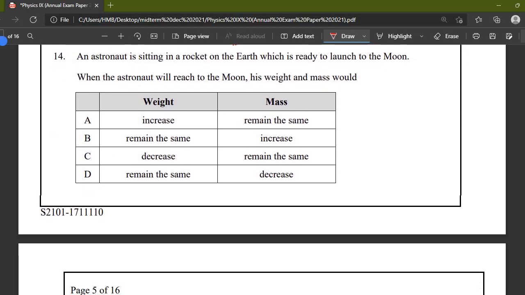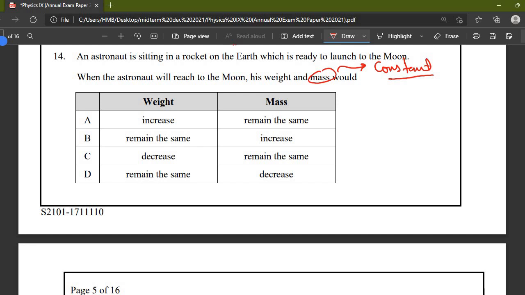Then we have question number 14. An astronaut is sitting in a rocket on Earth, which is ready to launch to the moon. When the astronaut reaches the moon, what will happen to his weight and mass? We know that mass is a universal constant. Its value does not change until and unless the body changes or breaks. So mass will remain the same while reaching the moon.